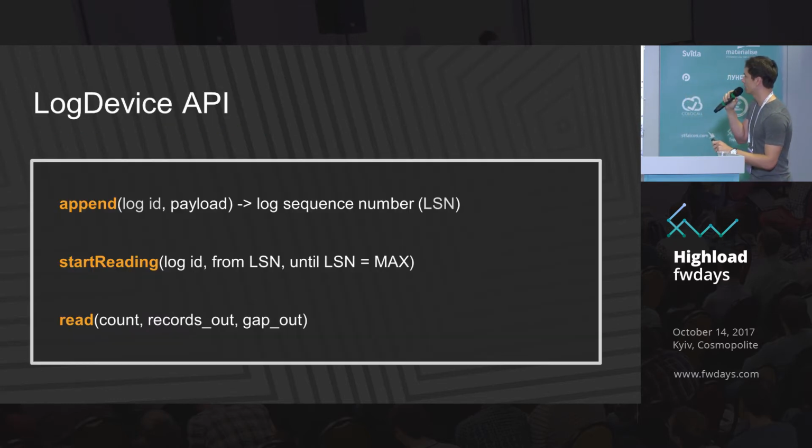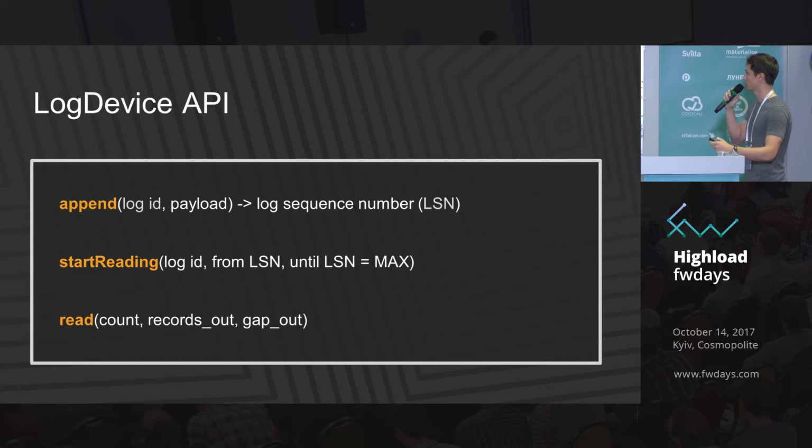So let's look at the API which LogDevice provides. For append, you just specify a log ID and the payload, and you receive a log sequence number, which is a number assigned to this record, and it is sent only when the record is stored.